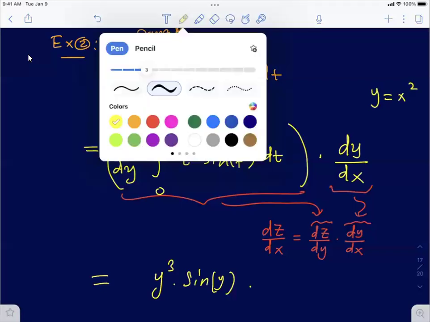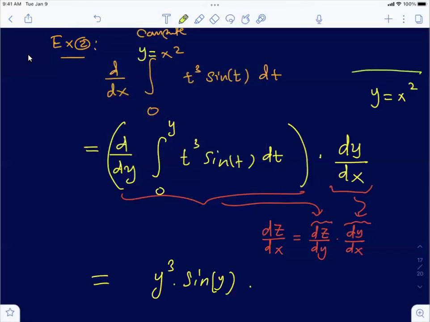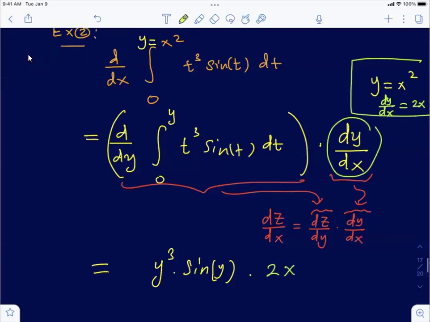Now, do you see the reason why I wrote this y equals x squared separately? Because now, if you consider dy dx, if you take the derivative, let's write it carefully, dy dx, the derivative is none other than just 2x, and that's what you have here. So let's multiply just 2x.